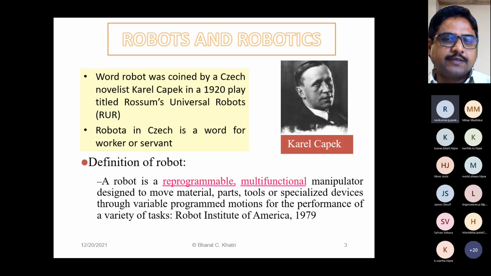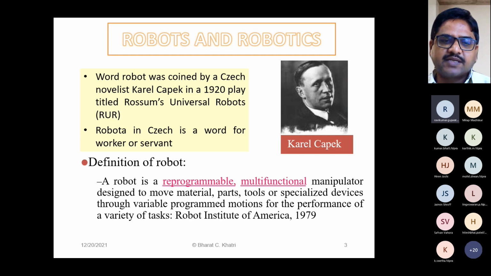It is designed to move materials, parts, tools, or specialized devices. So it can do material handling, move parts, operate tools, and operate specialized devices also. That is the task it can perform. So here we can see it is a reprogrammable multifunctional manipulator designed to move material, parts, tools, and specialized devices through variable programmed motion. So it can be changed, and the motion is planned for performance of a variety of tasks.